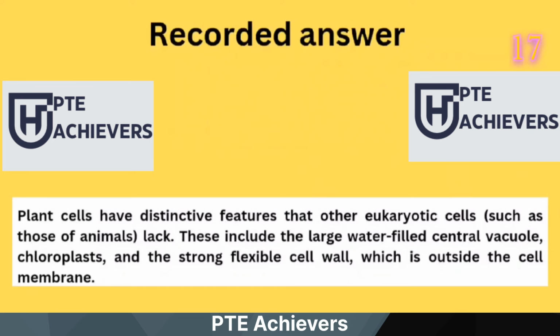Plant cells have distinctive features that other eukaryotic cells, such as those of animals, lack. These include the large water-filled central vacuole, chloroplasts, and the strong flexible cell wall, which is outside the cell membrane.